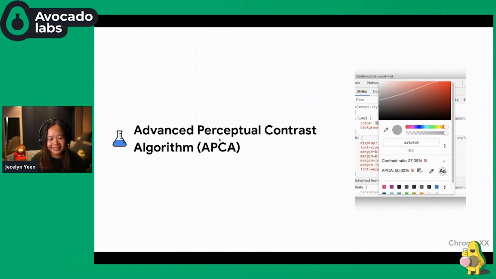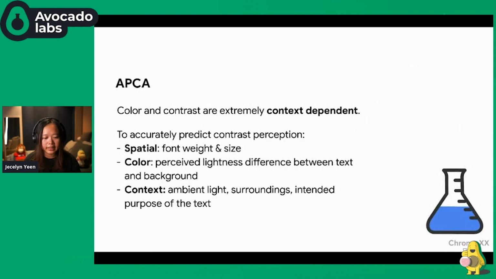Okay, the next new feature I would like to talk about is the Advanced Perceptual Contrast Algorithm, APCA. So what is APCA? APCA is a new algorithm, a new metric to measure color contrast. Color contrast can be extremely context dependent. To accurately predict contrast perception, we need three pieces of information. Spatial, which is the font weight and font size. So for example, when the font size is bigger or the font is slightly bolder, it might be easier for you to view the text.